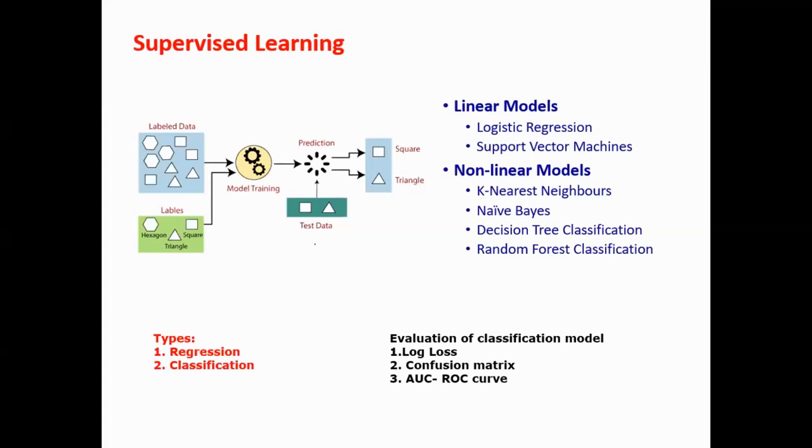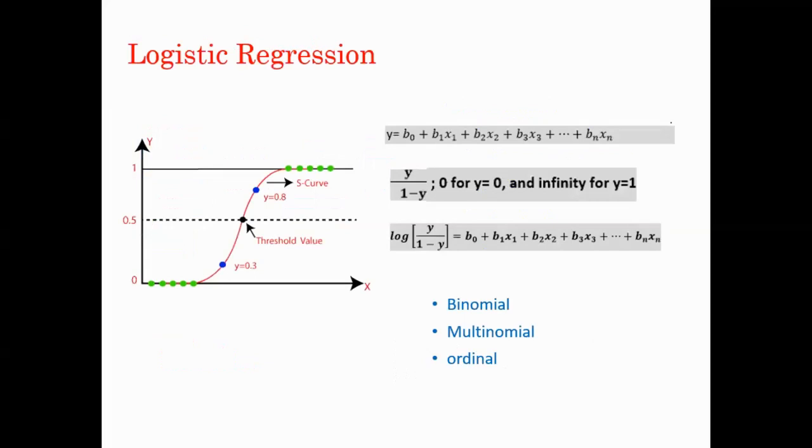Once you apply the model, then we have to evaluate the model. You have to use a loss function, log loss, a confusion matrix, or you may use ROC curves. In logistic regression, the output is between 0 and 1, and 0.5 is the threshold value. It depends upon the type of data, which might be binomial, multinomial, or ordinal.